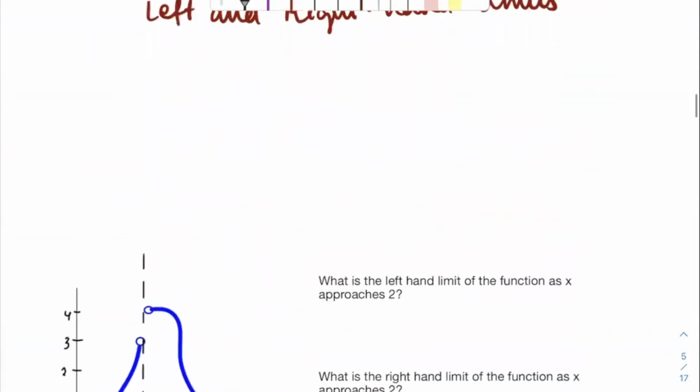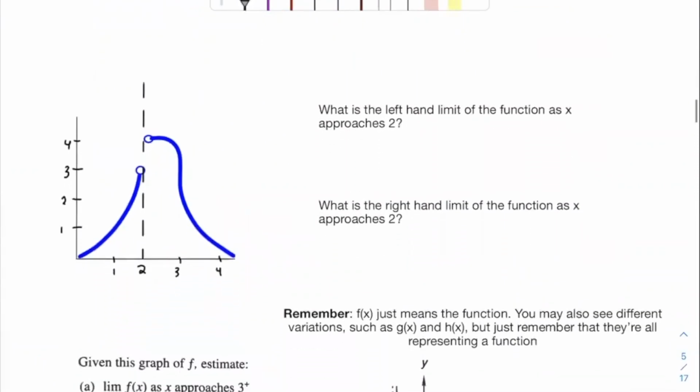So if we have a function that looks like this, then from the left side, as we get closer and closer to 2, the function value is approaching 3. All right, so then we would say that the left-hand limit of the function as x approaches 2 is equal to 3. Meanwhile, if we do the same thing on the right-hand side, then we're approaching from this side. Well, then it's approaching this point, which is 4. So in fact, the left and right-hand side limits can be different.